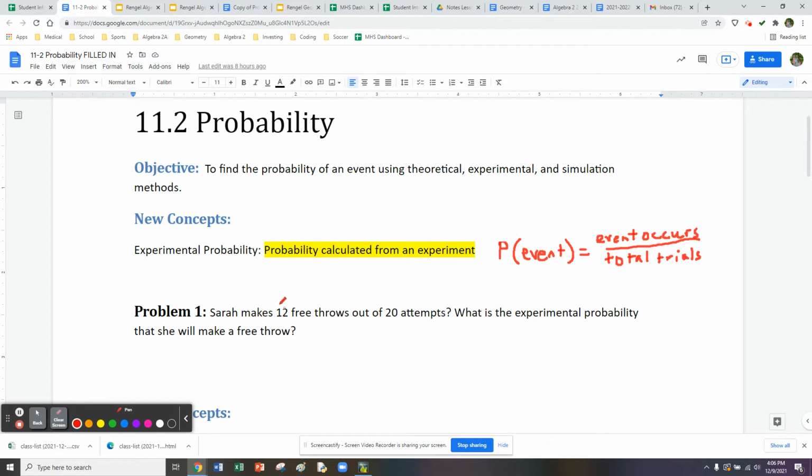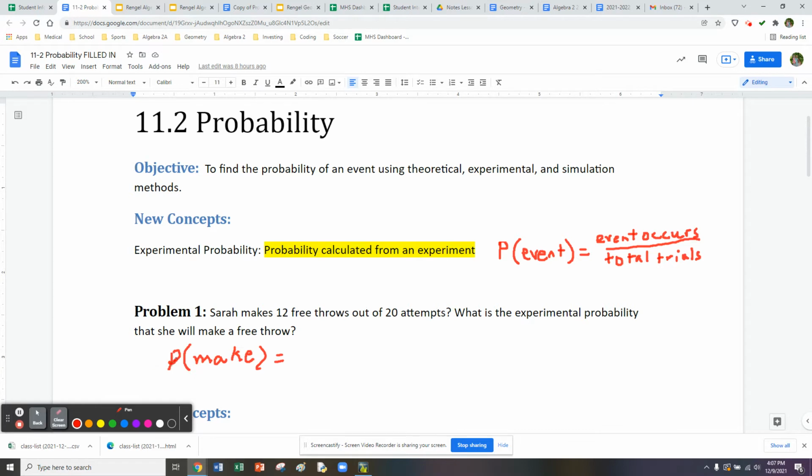So in problem one, we can look at a sports example. Sports use a lot of statistics, and you can calculate probabilities of certain things happening. Like in basketball, you can calculate a free throw percentage, which is the probability of making a free throw. So here, Sarah makes 12 free throws out of 20 attempts. What is the experimental probability she'll make the free throw?